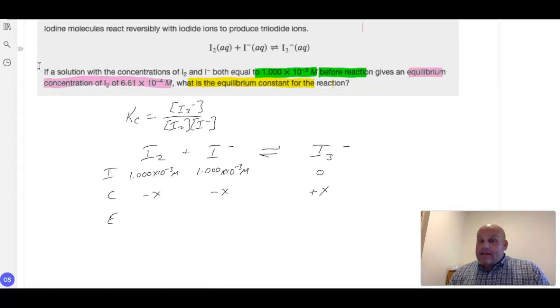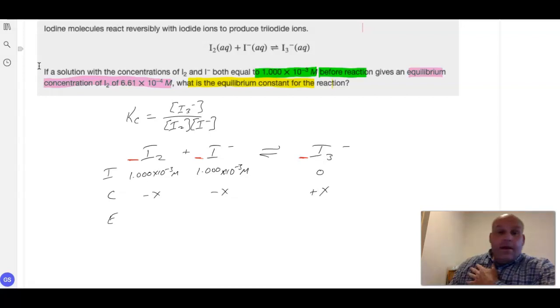Now, it doesn't come into play here because the stoichiometric relationships in this balanced equation are 1 to 1 to 1, but in this change line, I would take into account stoichiometric relationships. So let's say if there was a 2 in front of something here, it wouldn't be minus x, it would be minus 2x or plus 2x. Okay, so we'll see some examples where that is the case. All right, finally then we get our equilibrium concentration.